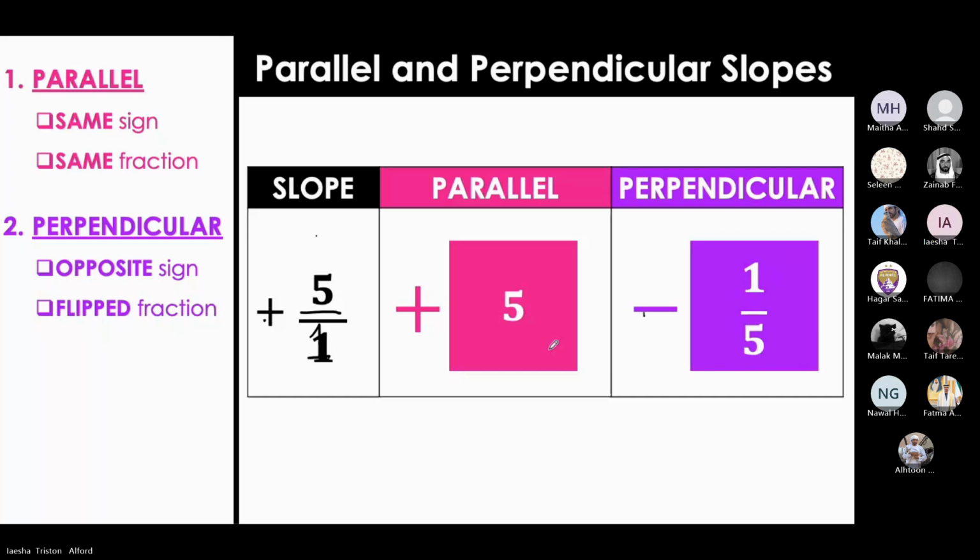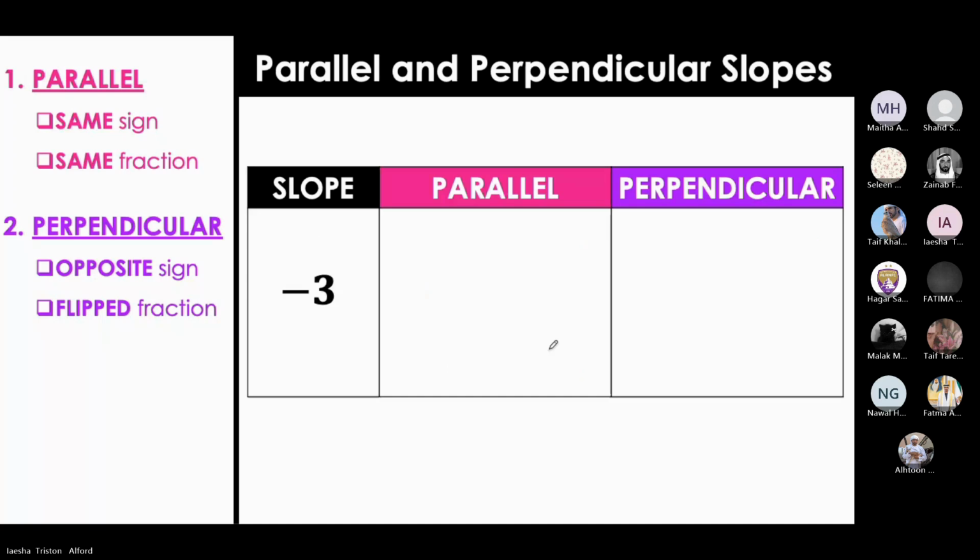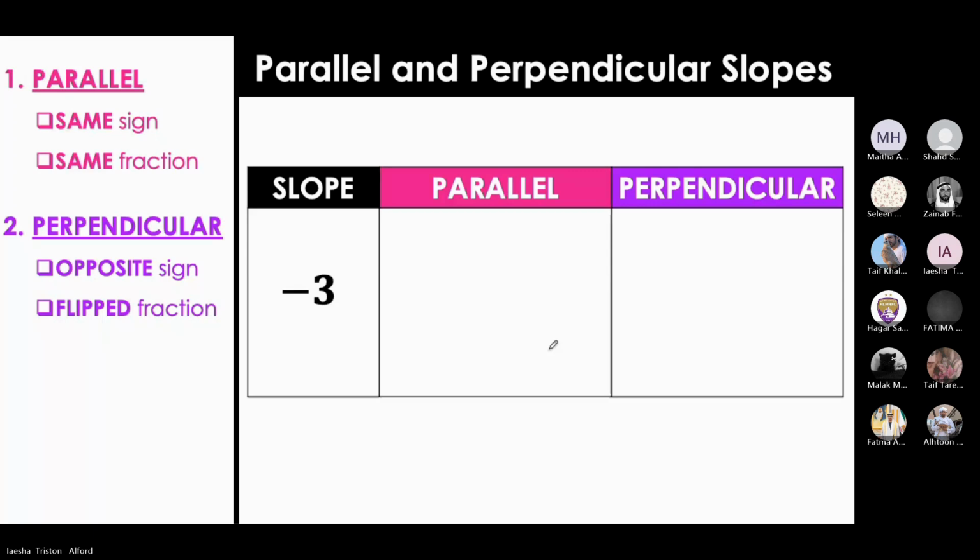Okay. This one, the slope is negative 3. Parallel should be the same sign in the same fraction. So what number in the parallel box? Negative 3. Fine.